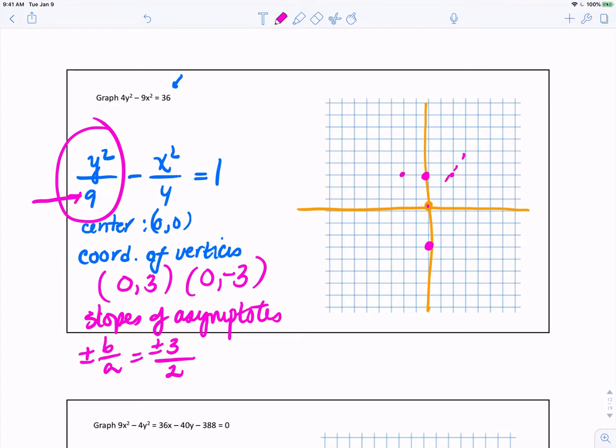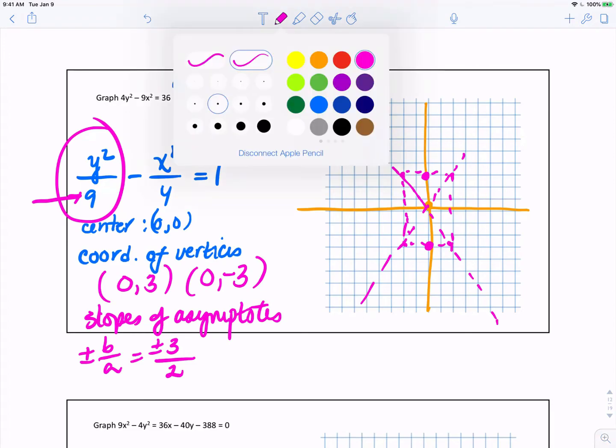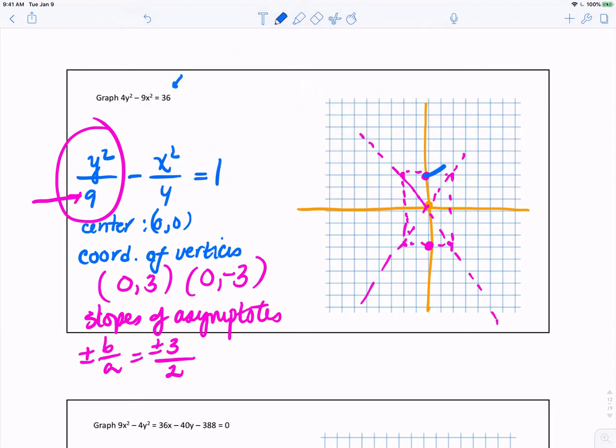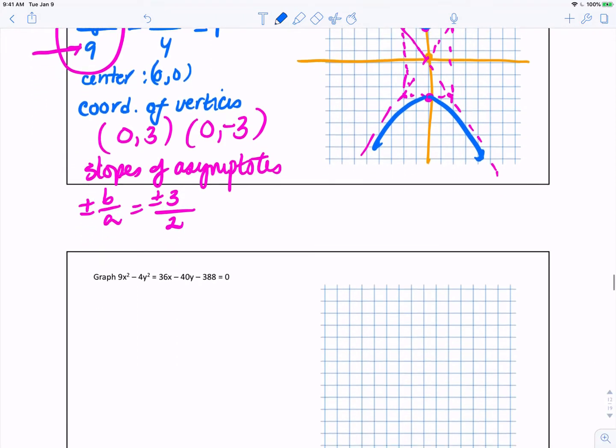And now you could just draw in the asymptotes, or you could make a box, up 3 over 2, to help you draw in the asymptotes. But in any event, you have 2 lines, one with a slope of positive 3/2, the other with a slope of negative 3/2. And so now we can go ahead and graph the hyperbola. Starting at the vertex, we get very close to the asymptotes, and there we go. All right.